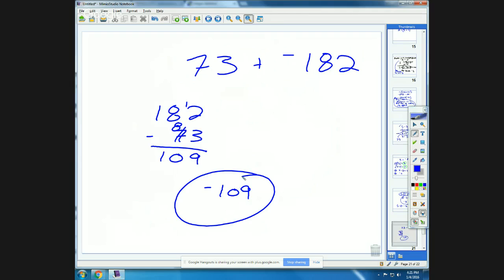All right, so I think that's enough with subtraction and addition for now. Let's talk about multiplication.